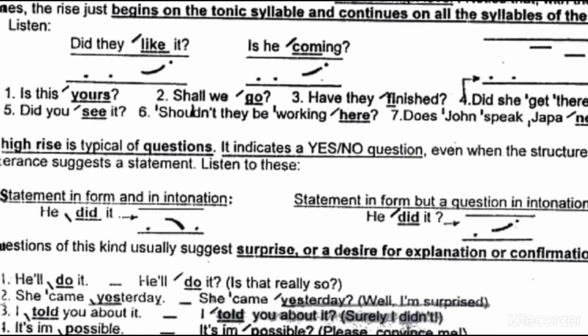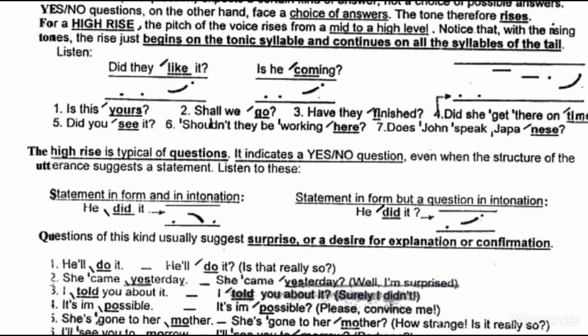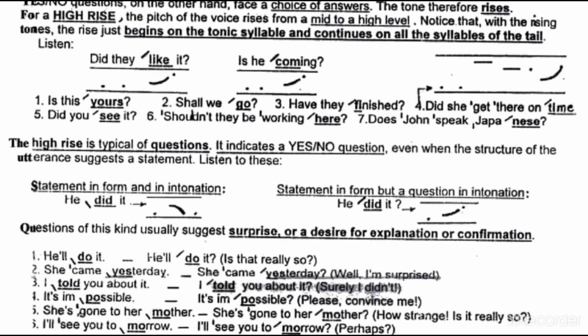We have sentence 5 or question 5. Did you see it? Did you see it? So it's a high rise. Question 6. Shouldn't they be working here? Shouldn't they be working here? So high rise, the TS is on the last lexical word. And finally, number 7. Does John speak Japanese? Does John speak Japanese? So it's a high rise.